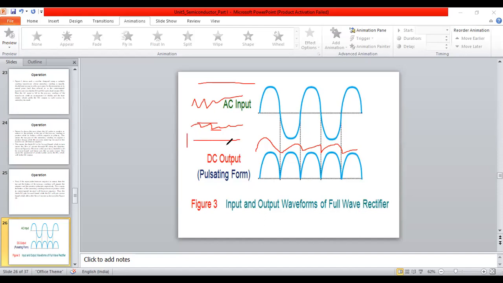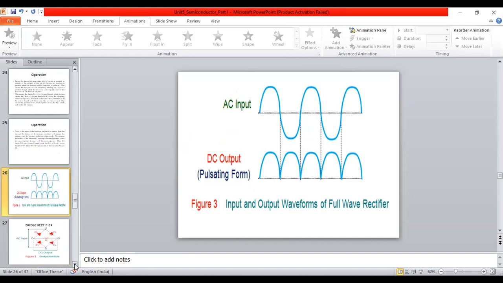Exactly, this is a straight line. If it is 10 volts, we will get 10 volts only. If it is like this, it may be between 11 and 9, whatever it may be, that is the DC output we are going to get. So this is what we are going to call the full wave rectifier.